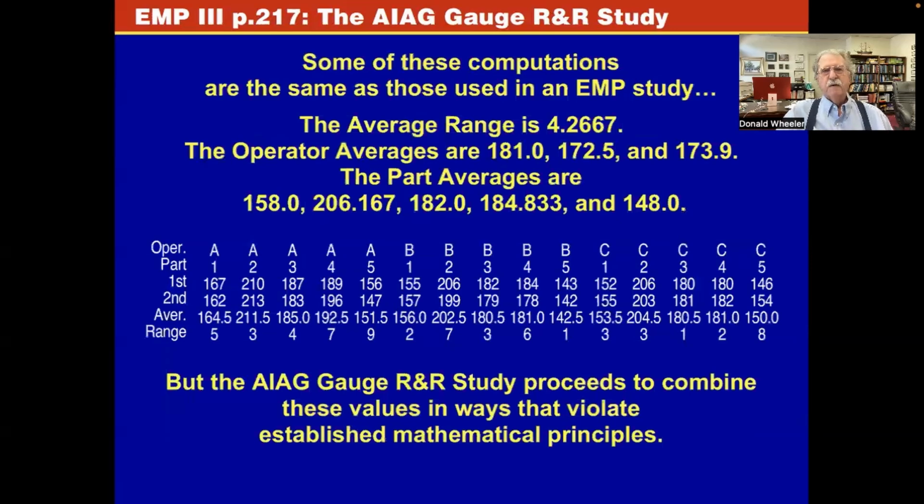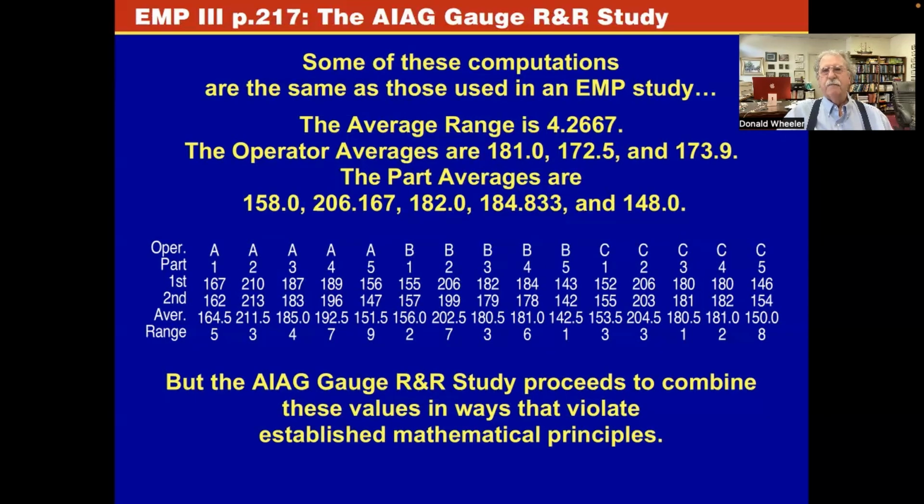Now, some of the computations in the AIAG gauge R&R study are the same as those used in the EMP study. The average range stays the same. The operator averages are the same. The part averages are the same. But the AIAG gauge R&R study proceeds to combine these values in ways that violate established mathematical principles.